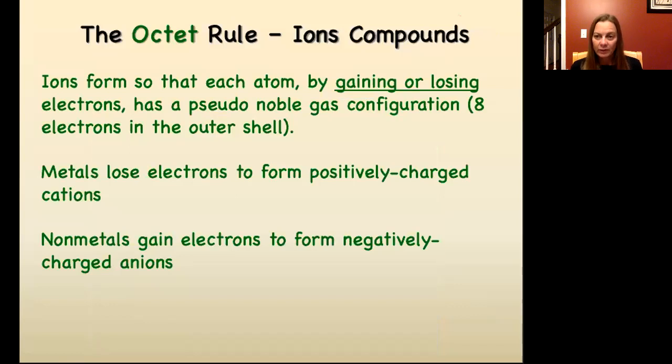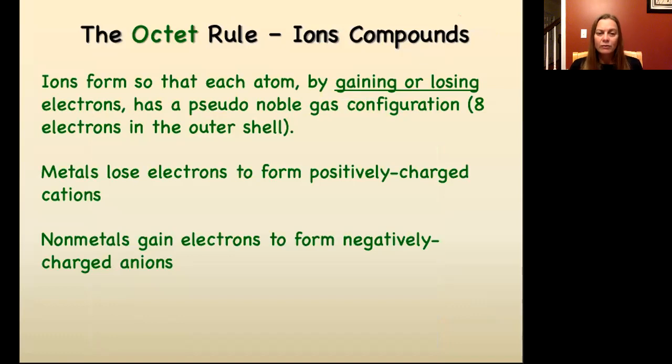And this is where we're going to turn to our trusted periodic table, and we're going to recognize that ions are always going to form so that each atom, whether it's by gaining or by losing electrons, has what we call a pseudo-noble gas configuration, meaning that it has 8 electrons in its outer shell, or 8 valence electrons.